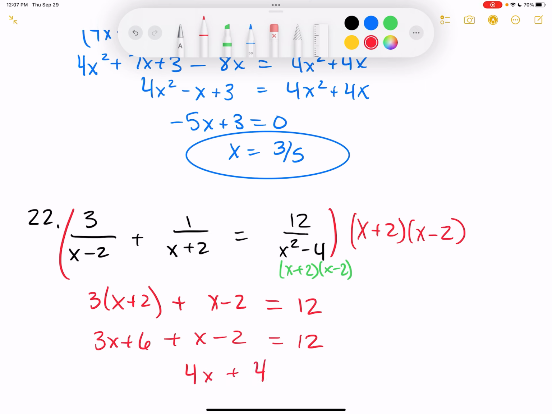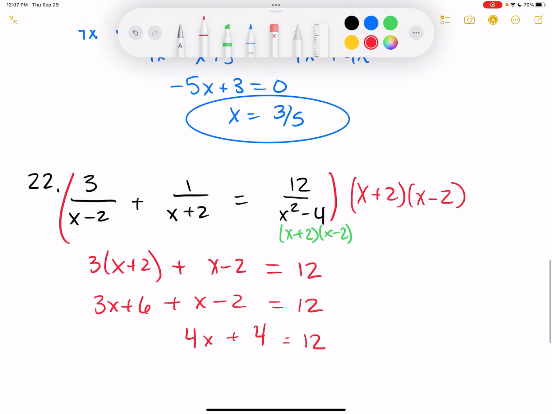I almost made the stupidest mistakes. It's just going to be x equals 2. Yep. Okay, that makes sense actually.